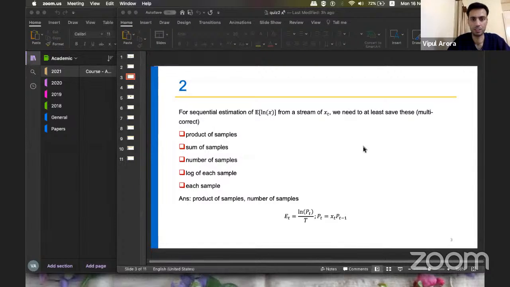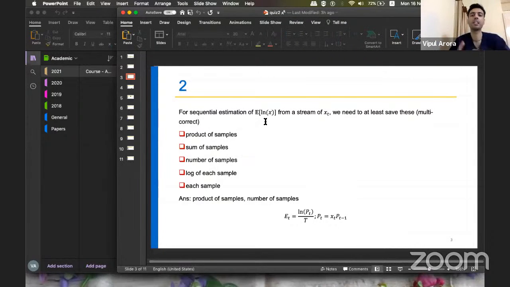Okay, so the next question is you have to estimate e to the power log x with this sequential estimation. So basically, the expected value at a particular time instant t will be simply log of P_T upon capital T, where P_t is x_t times P_{t-1}.